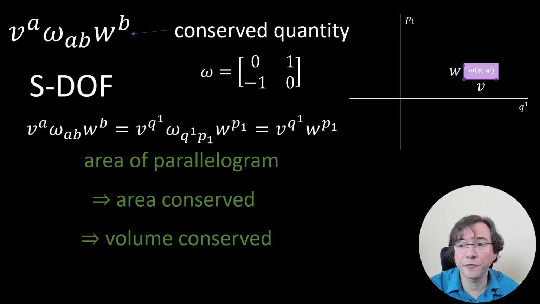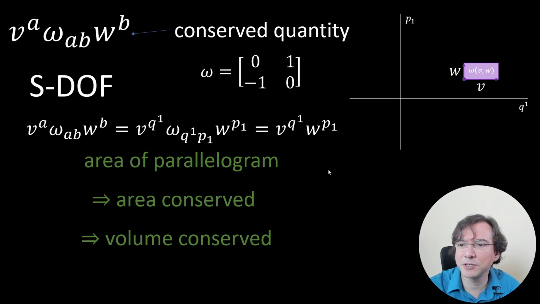In the single degree of freedom, we saw that if we take two vectors, v and w, and we apply them to omega, what we get is the area of the parallelogram that these two vectors make. And so you would have that the conservation of omega means conservation of area, and therefore everything works. This is because a two-dimensional area in a single degree of freedom corresponds exactly to the volume. So conserving volumes is conserving areas, which means conserving the symplectic form.